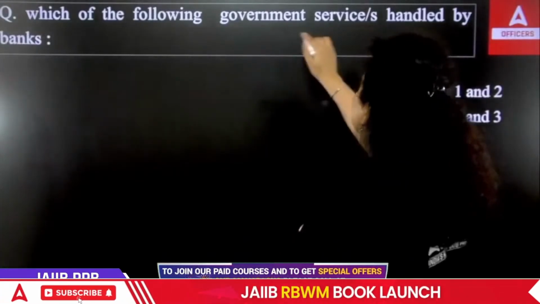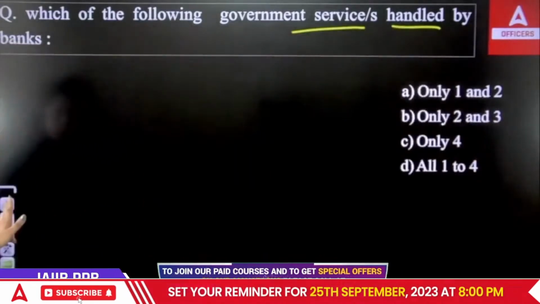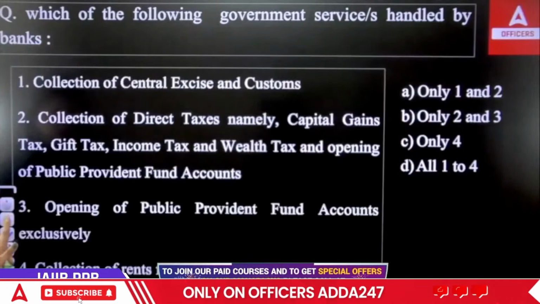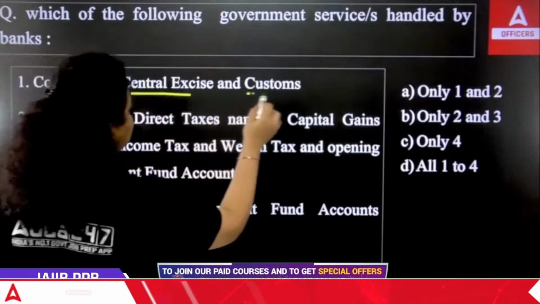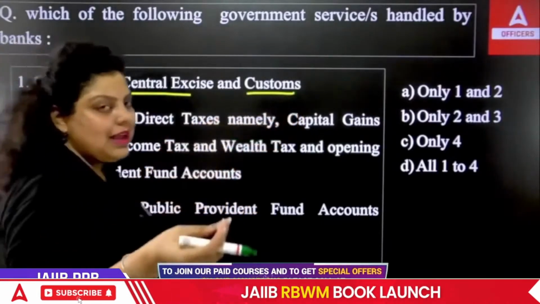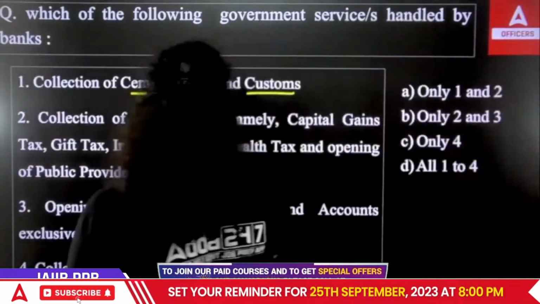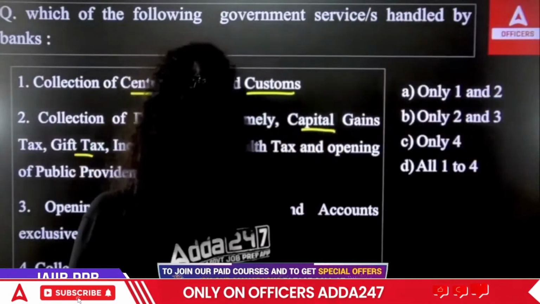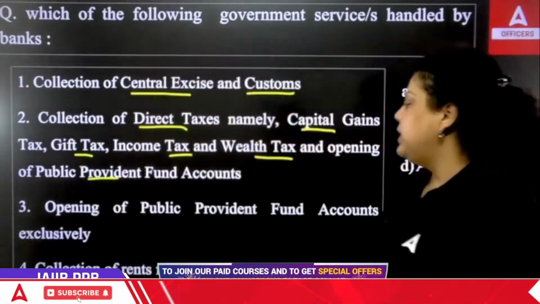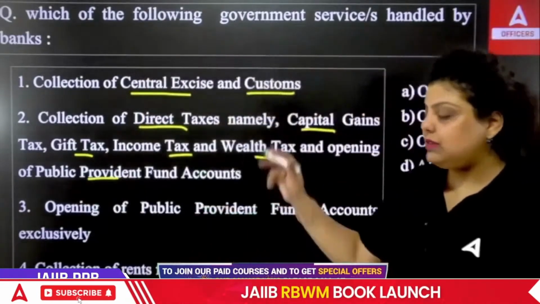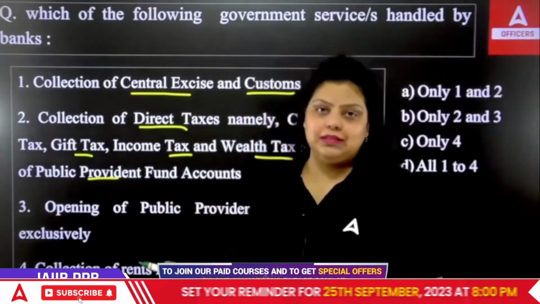Now, which of the following government services are handled by banks? A certain set of services has been given here. Out of those services, which do you think are provided by banks? First, collection of central excise and customs, that's central duty, excise duty. These are the taxes, indirect taxes. Collection of direct taxes, namely capital gains tax, gift tax, income tax, wealth tax, opening of public provident fund account, etc. In Indian economy and the Indian financial system, you have to study all these taxes in detail, because there is a chapter on fiscal policy and union budget.